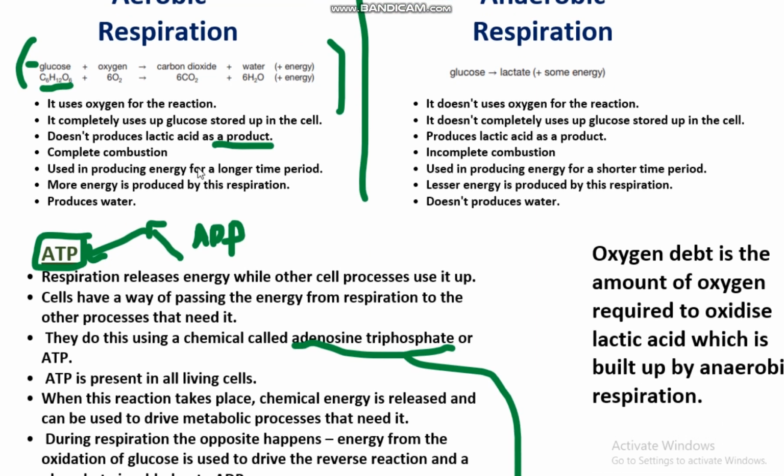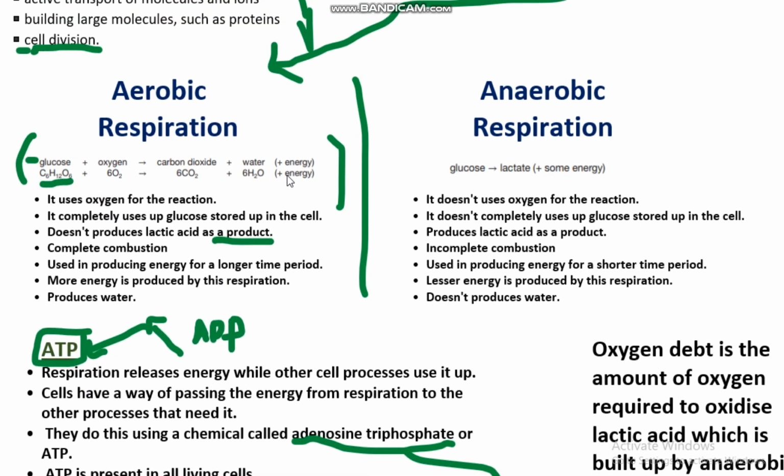Aerobic respiration is used in producing energy for a longer time period, as for example when marathon racers are taking part in their races. They usually need a high amount of glucose in their body, because they have to run continuously throughout the time, and they have to cover a large area also, which requires them to have more glucose, and they require more energy.